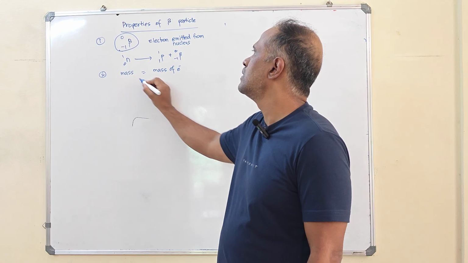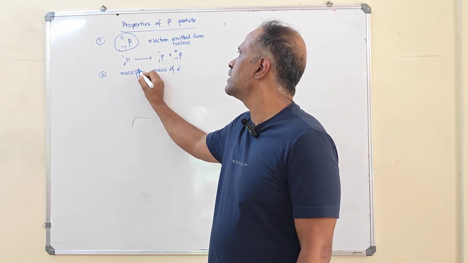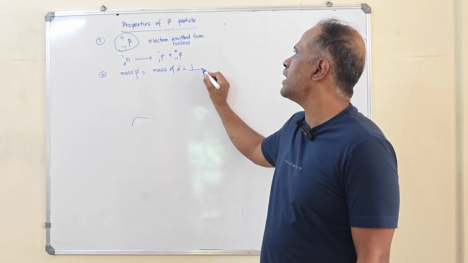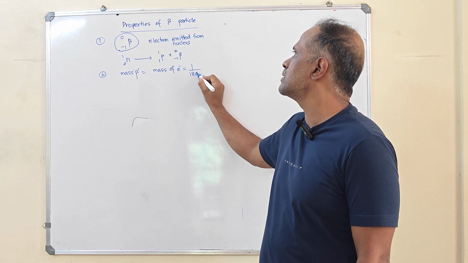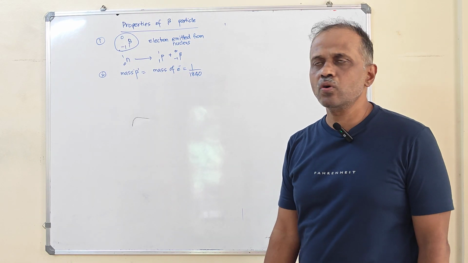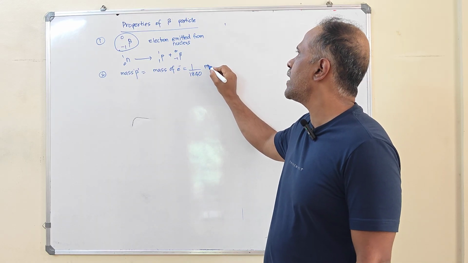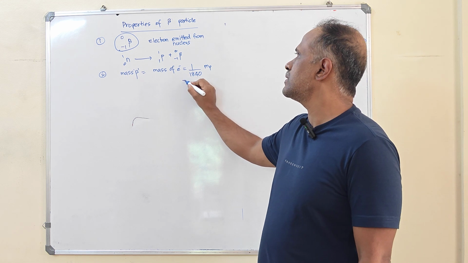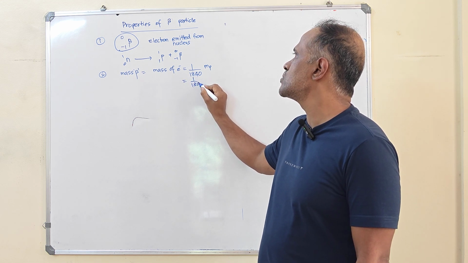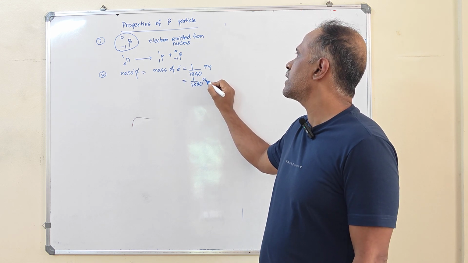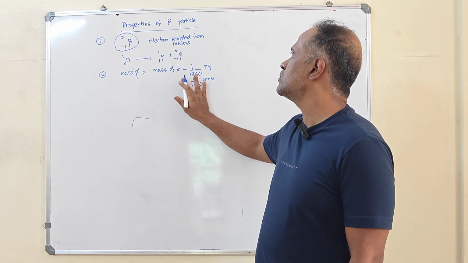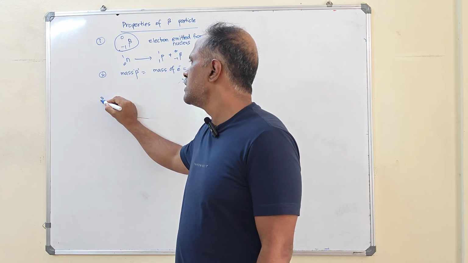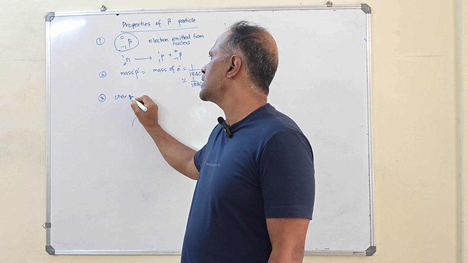Mass of beta particle. And how to remember this? I have only remembered this number 1840. So the mass of electron is 1 upon 1840 of the mass of proton, that is approximately 1 upon 1840 AMU. So this is the mass of beta particle. Okay, thirdly, what is the charge on beta particle?